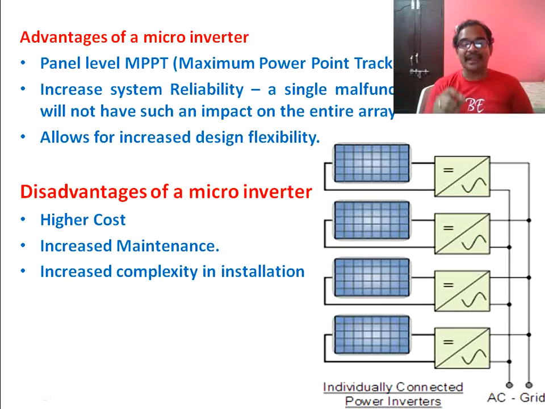Advantages: panel level MPPT is possible in this case. Higher increased reliability. Right, if any single module is damaged, then that module alone will be left out, and the remaining entire system will work. High design flexibility. Drawbacks are higher cost, increased maintenance, and increased complexity in installation.